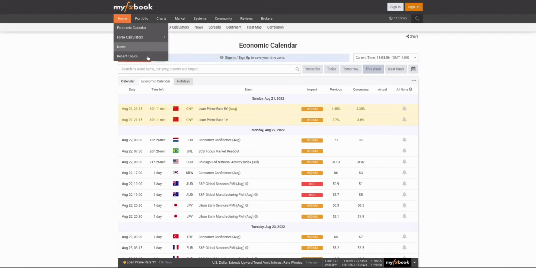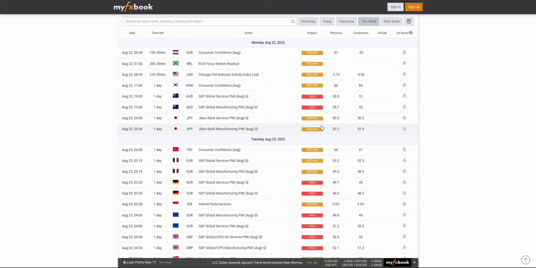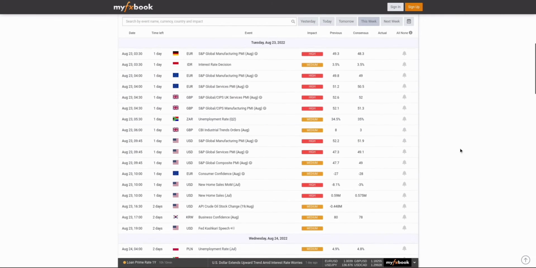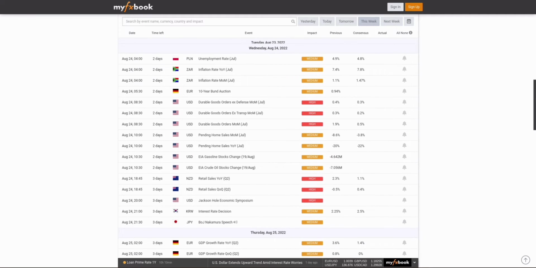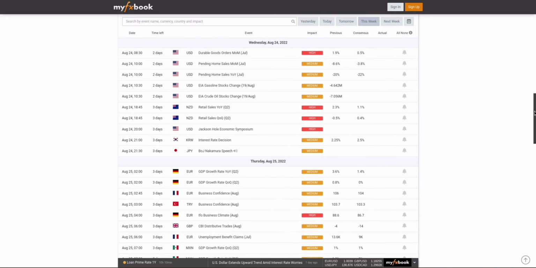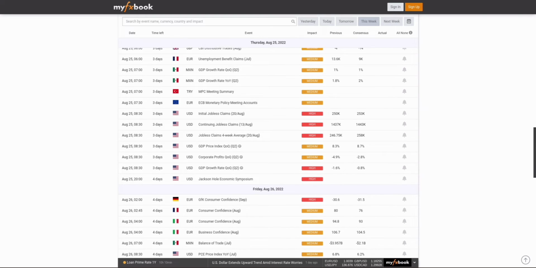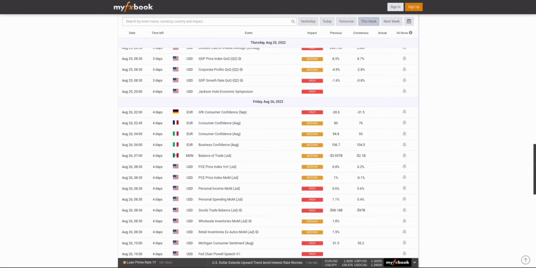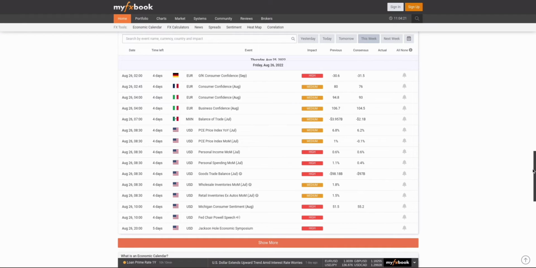With that being said, let's get into it. I want to take a look at the medium and high impact news that's coming out for the week of Sunday, August 21st, 2022. We have quite a few medium and high impact news events that will be released throughout the week. I simply look at this to determine if we're going to have a lot of volume pumped into the market.